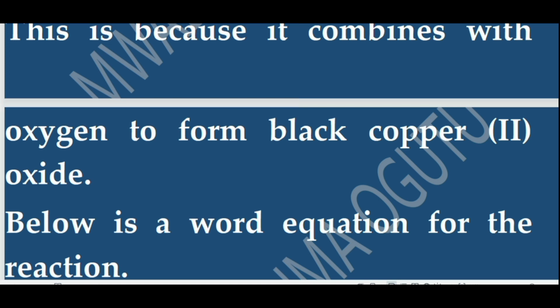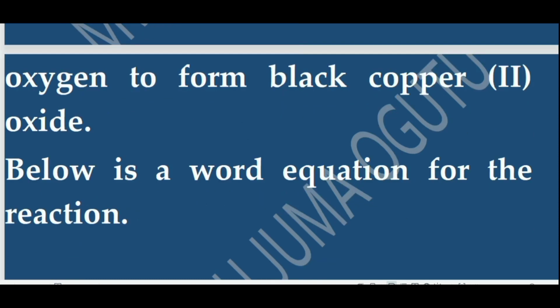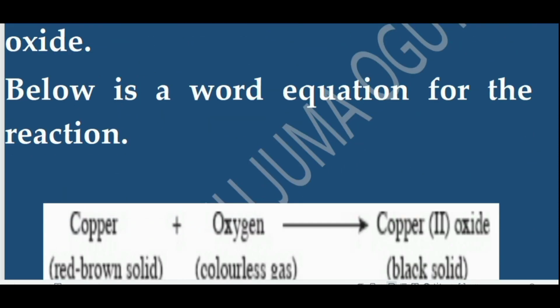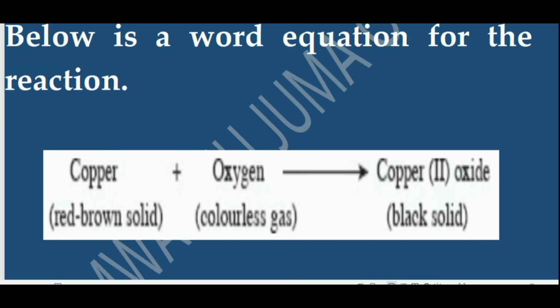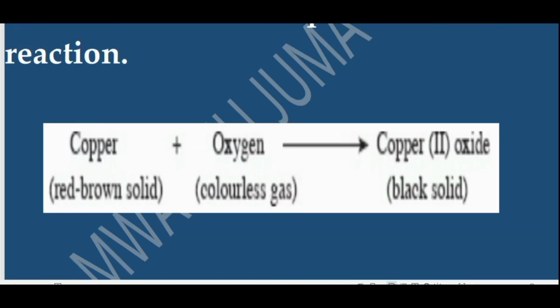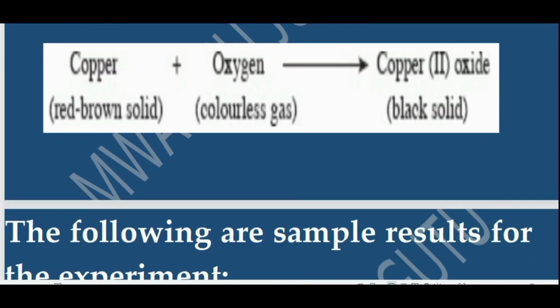So we have a word equation that represents this reaction. We have copper being heated, where it combines with oxygen to form copper 2 oxide. Copper itself is a red-brown solid, oxygen is a colorless gas, and they combine to form copper 2 oxide, which is a black solid.